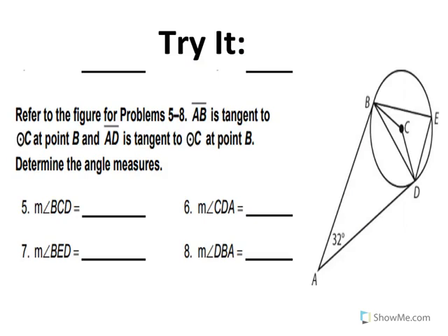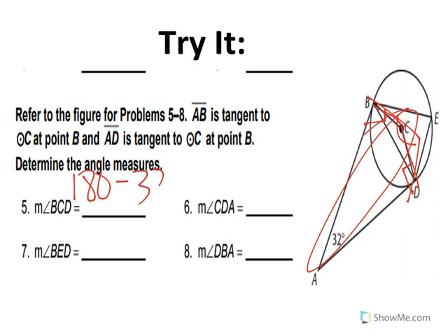Okay, this is similar to the one we worked out before, given that AB and AD are tangent to the circle, and these are radii, so this forms a right angle, and this forms a right angle. So we're looking for the angle BCD. BCD is this angle, so we say that these two are supplementary. So we take 180 minus 32. Let me double check. 180 minus 32 is 148 degrees.